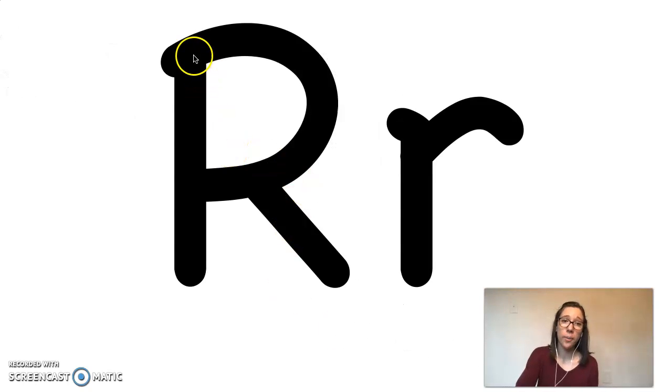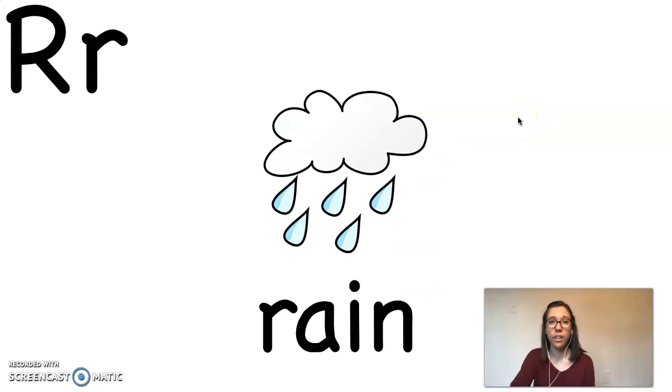Next up is R. To form the letter R, you draw a line straight down, then a big curve around the top and a small diagonal line back down. Lowercase r is formed with a straight line down and a small curve at the top. R says r, as in rain. R is rain.